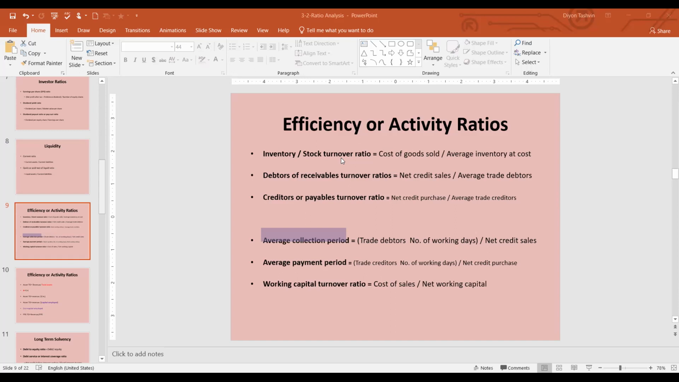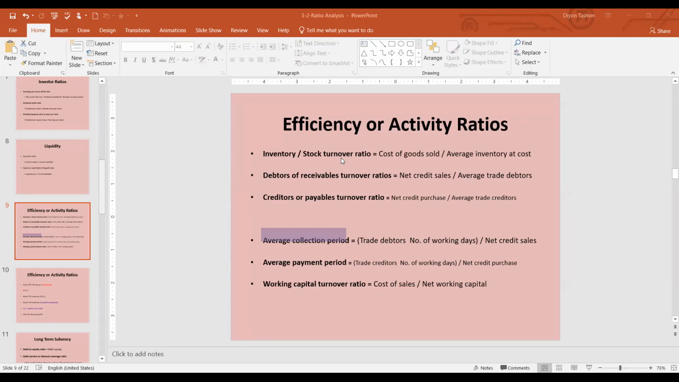To calculate the inventory turnover ratio, we take the cost of goods sold divided by average inventory. So here we take average inventory at cost. Then in the debtors turnover ratio, we take the net credit sales and divide it by the average trade debtors.